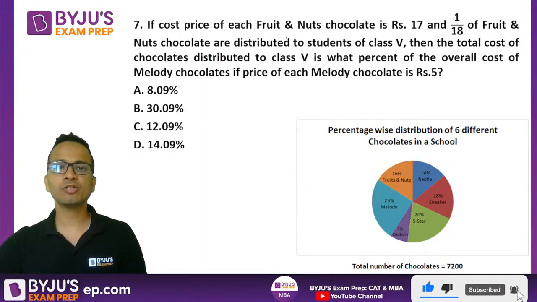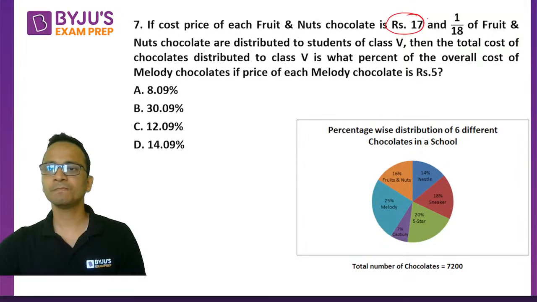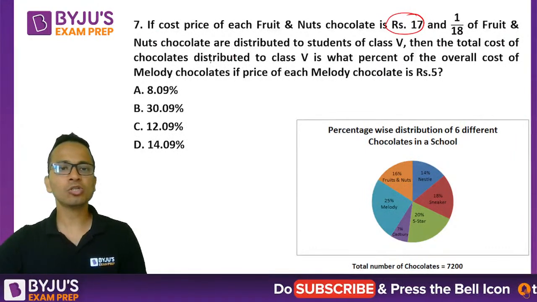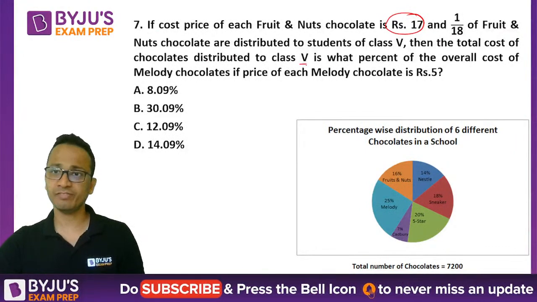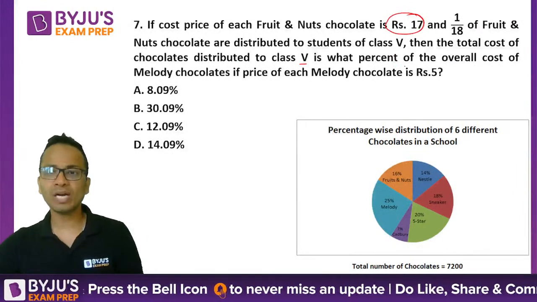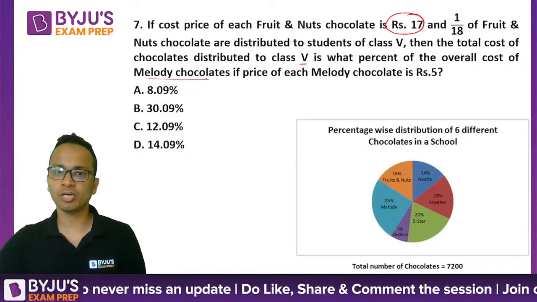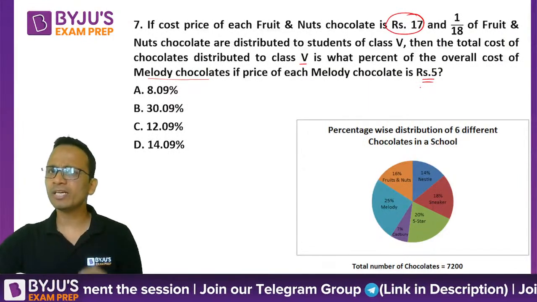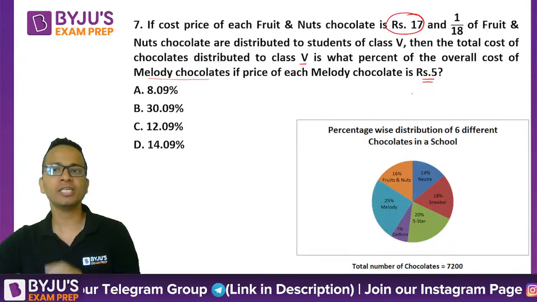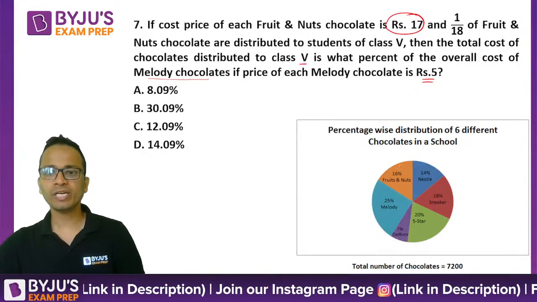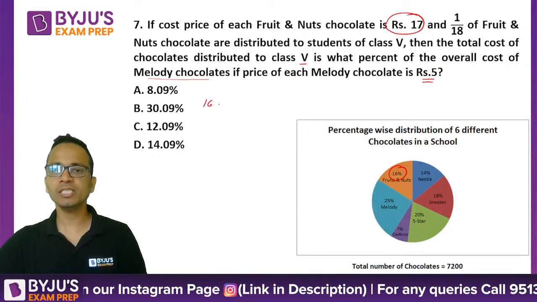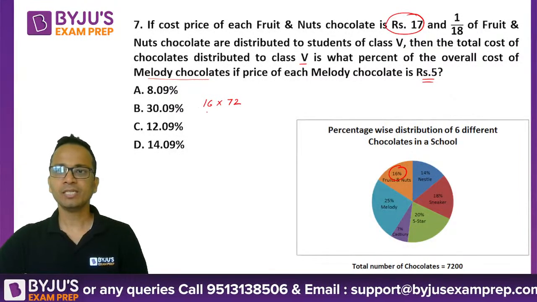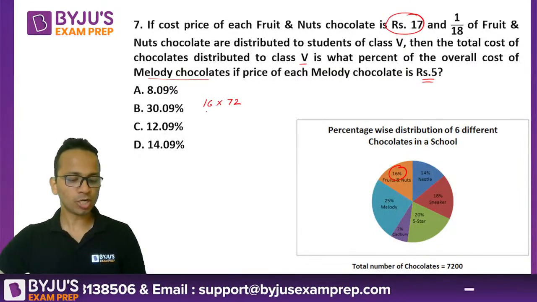So the question is, the cost price of each fruit and nut chocolate is 17 rupees and 1/18 of the fruit and nut chocolates are distributed. Then the total cost of chocolates distributed to class 5 is what percentage of the overall cost of Melody chocolates if the price of each Melody is ₹5. So first we have to find out how many fruit and nut chocolates we have distributed. Fruit and nut is 16%. So 16% of 7200 will be 16 into 72, right? And this is the total number of fruit and nut chocolates.